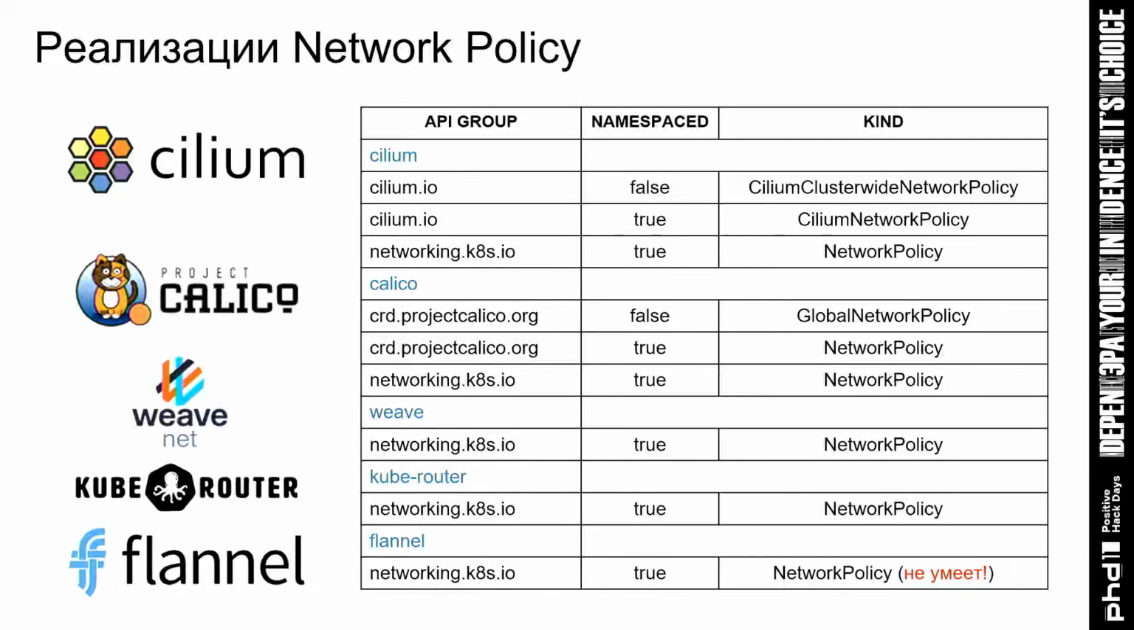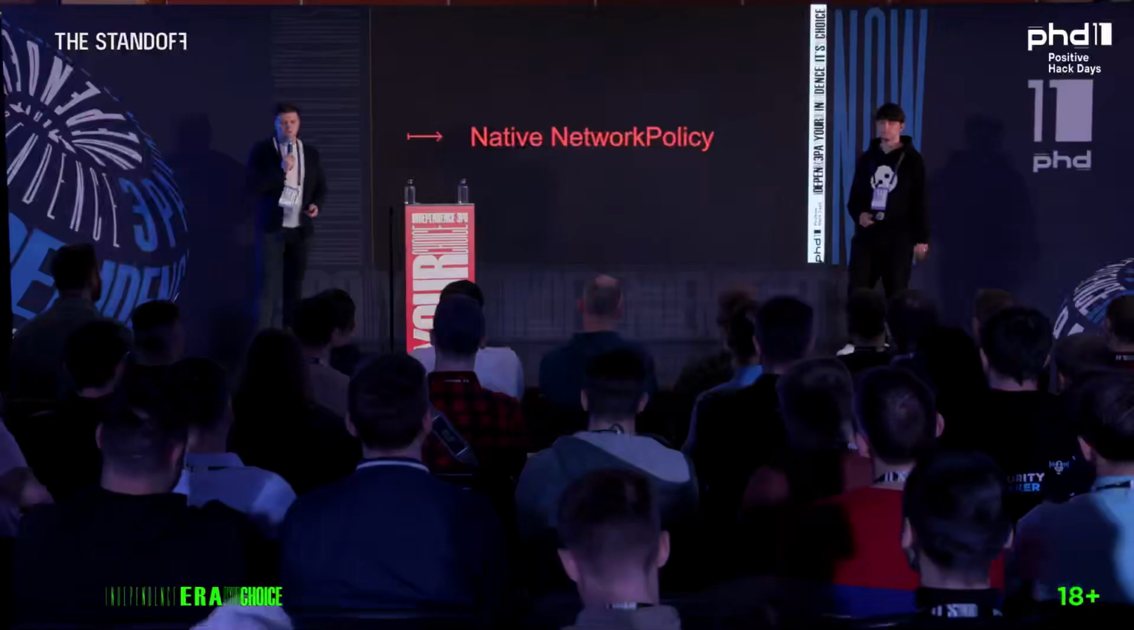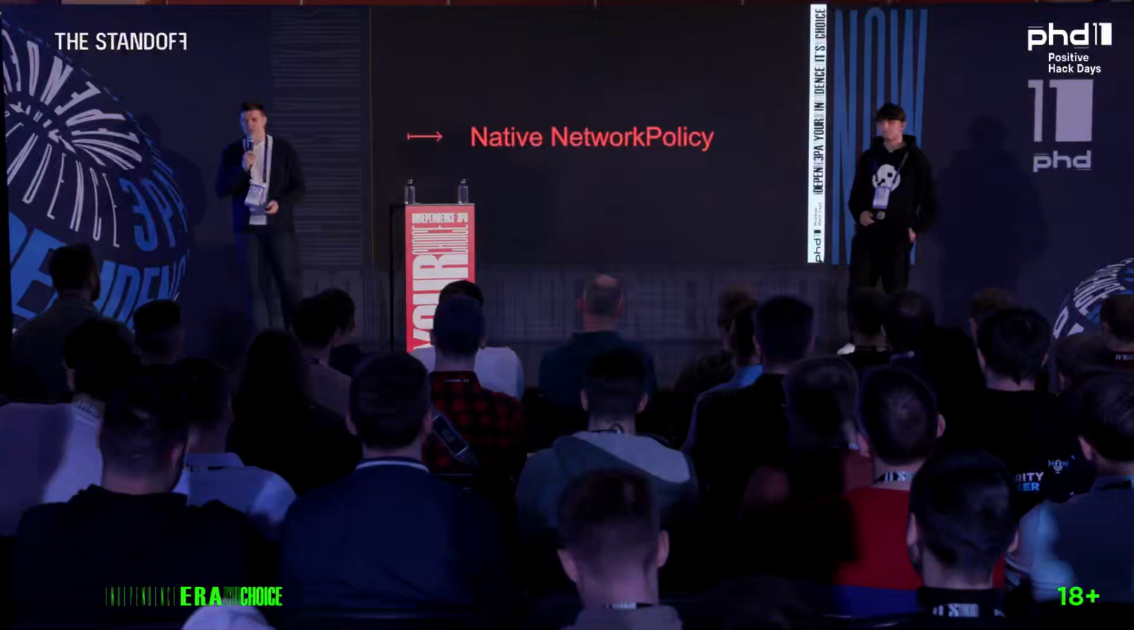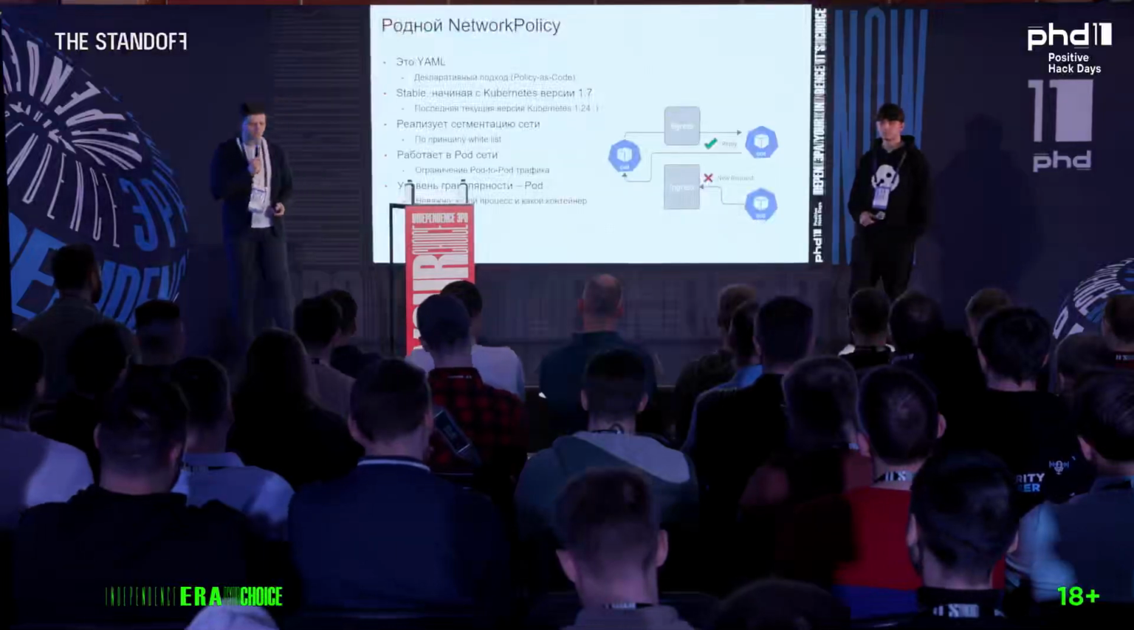Pay special attention to Cilium and Calico. They can support API group and custom group. Cilium.io and the project calico.org. They have their own custom variants. But let us begin with native network policy.